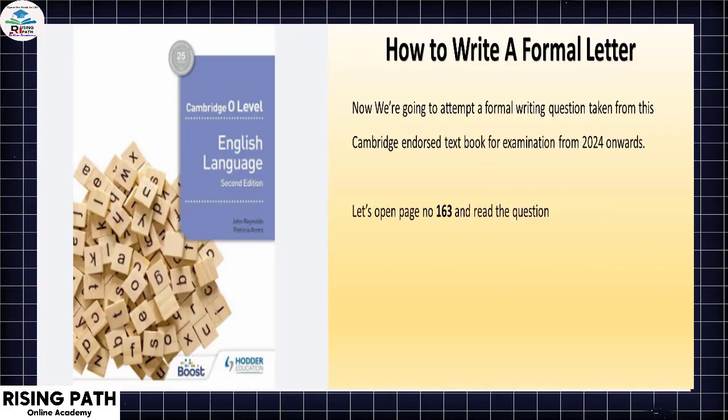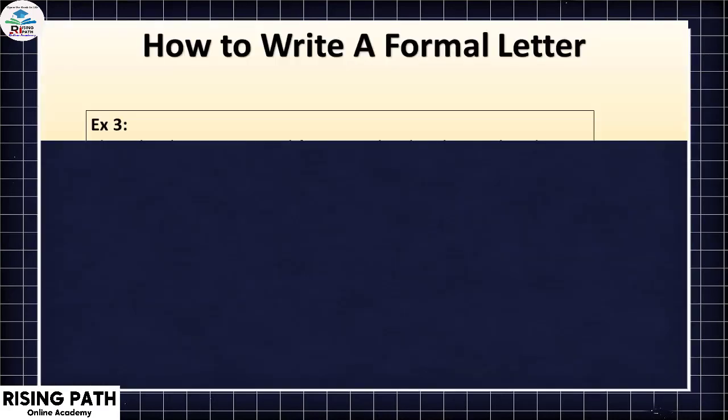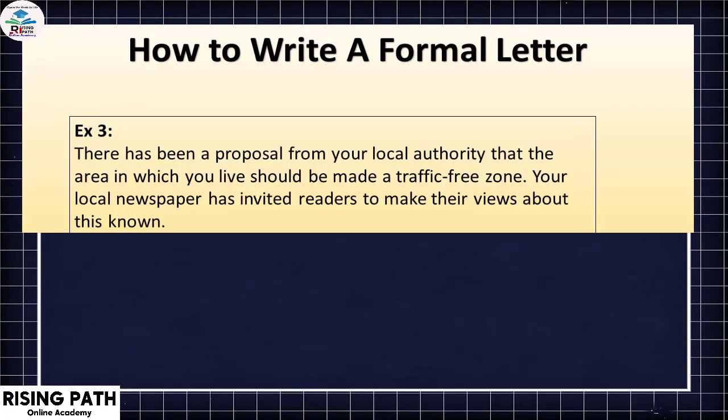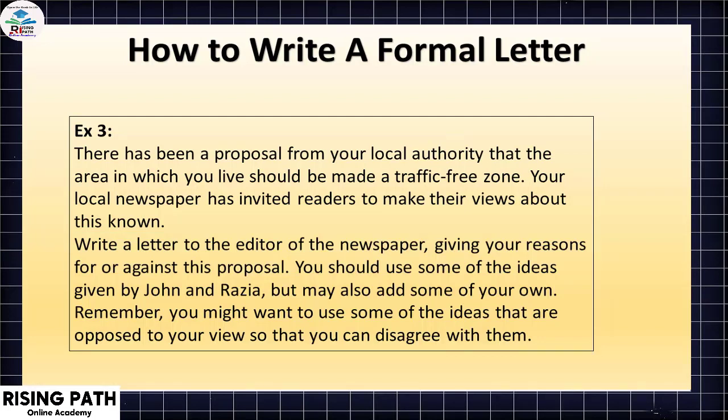Now we are going to attempt a formal writing question taken from this Cambridge endorsed textbook for examination from 2024 onwards. Let's open page number 163 and read the question. Exercise 3. There has been a proposal from your local authority that the area in which you live should be made a traffic-free zone. Your local newspaper has invited readers to make their views about this known. Write a letter to the editor of the newspaper giving your reasons for or against this proposal.